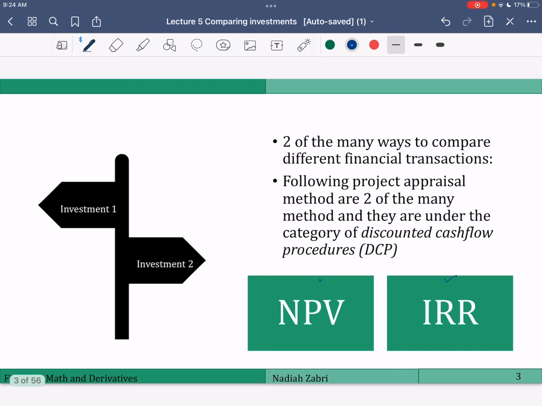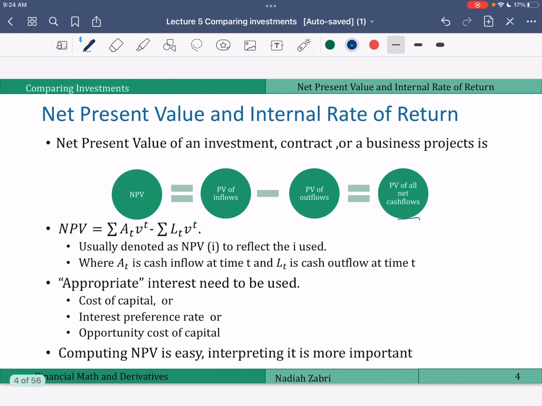Two very common ways to evaluate projects are net present value or internal rate of return. And these are two methods under the category of discounted cash flow procedures. Let's understand what it is. Net present value of an investment or contract or business project is basically present value of inflows minus present value of outflows. So we will get the present value of all net cash flows. So it's quite simple.